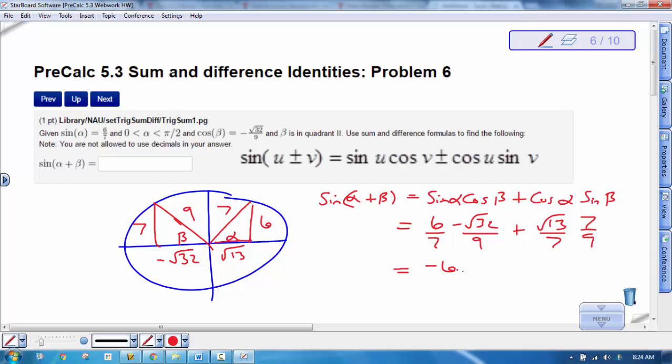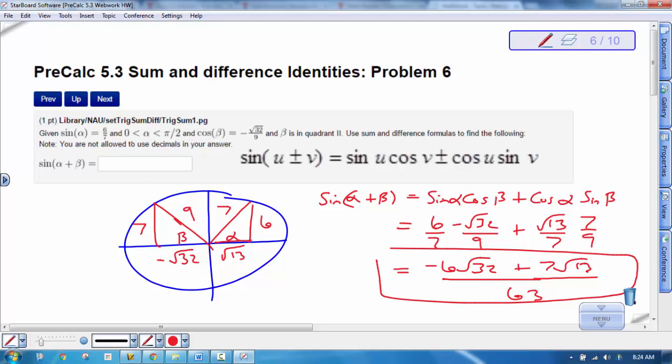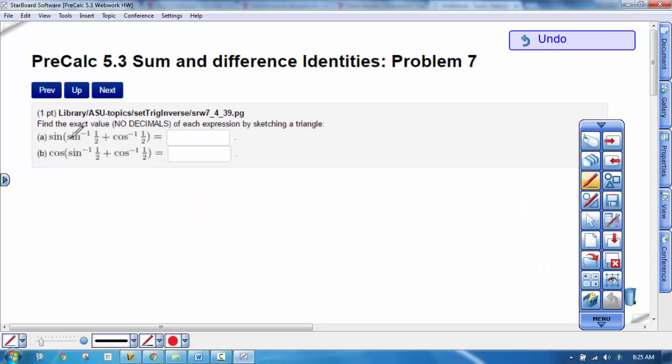I just have to simplify that, so I'm going to make that negative 6 square root of 32 plus 7 square root of 13 all over 63. And unfortunately you're going to have to enter that in like it is, because it says that you can't use decimals in your answer. So it's going to be a little challenging to enter that in, but you can handle it. Okay, the next problem wants to find the sine of these two things added together.